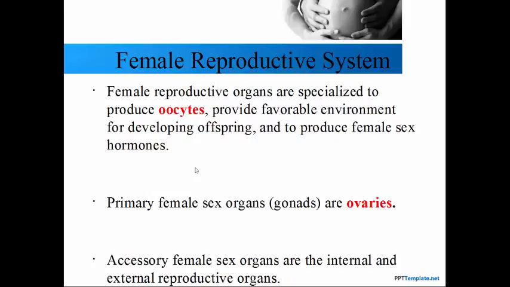Of course, the female reproductive organs are specialized to make oocytes, or egg cells, and also to provide a favorable environment for the development of that offspring, and to produce sex hormones. Like we mentioned before, the term gonad is a generic term. For males, the gonads are the testes, and everything else, no matter what it does, is considered an accessory structure. For females, the primary sex organ, or the gonad, are the ovaries. So anything else that's not the ovary, no matter what it is, no matter what it does, whether it be internal or external, are considered accessories. Even though all these parts have very important roles, if it's not the testes or it's not the ovaries, they're considered an accessory organ.